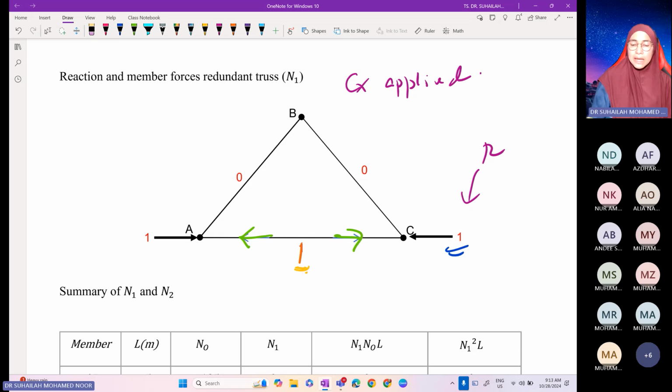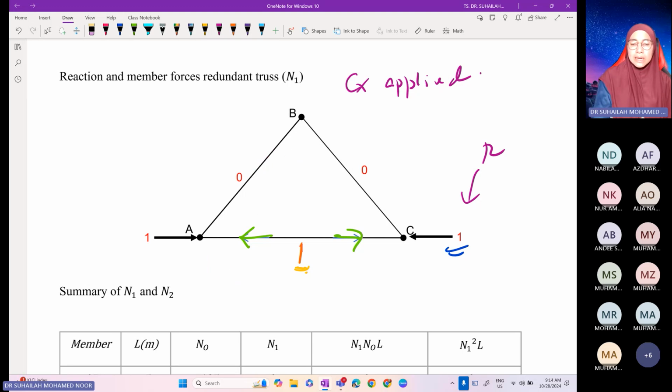So dalam kes ni, AB 0, BC 0. Bila AB ada value, bila ada reaction dekat bawah ni. Kalau sini 10, baru sini ada value. Kalau sini 100, baru sini ada value. Kalau sini kosong, kosong. So it is just like this. This is for redundant truss.